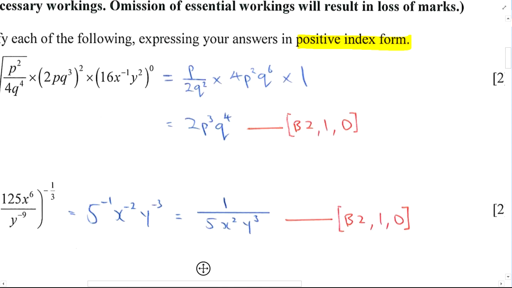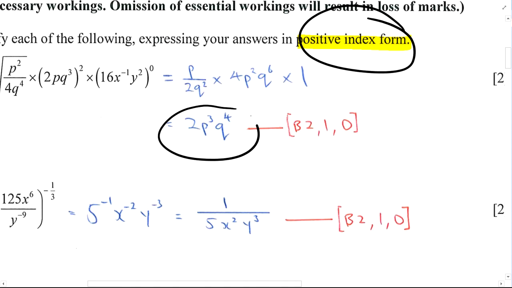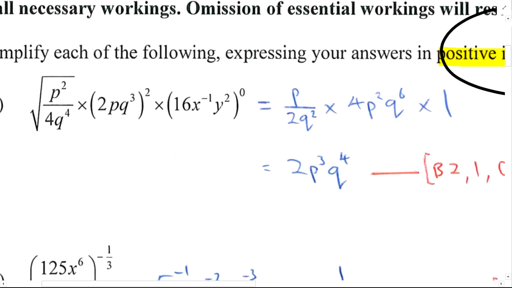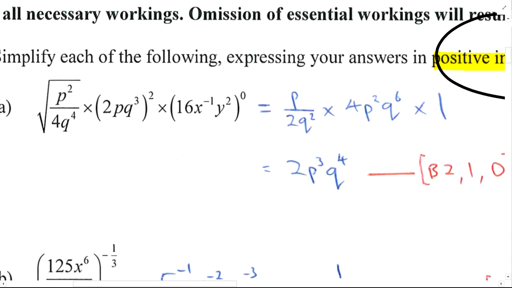When they say it is in positive index form, we do not expect our final answer to have any negative powers. Okay, final answers will only be positive powers. Now let's take a look at the first one. It is as simple as this, 2 lines. You will not be expecting anything very complicated, very tedious for your exams and tests, because that's not the point. Okay, find the best way to do it.